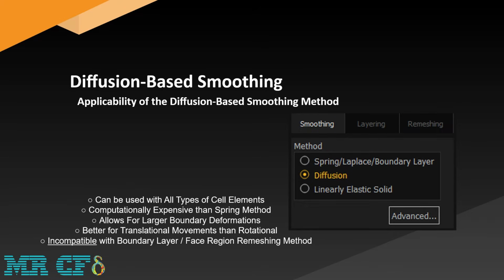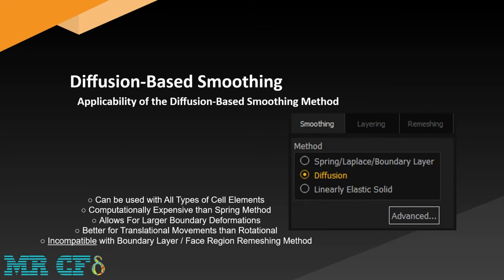This method is available for all types of cell elements and can update any cell area whose borders are moving and changing shape. This method is computationally more expensive than the spring smoothing method, which will be talked about in a moment, but it likely results in better mesh quality and generally allows for larger boundary deformations before breaking. Similar to the spring smoothing method, this method can control translational boundary deformations much better than rotational movement.